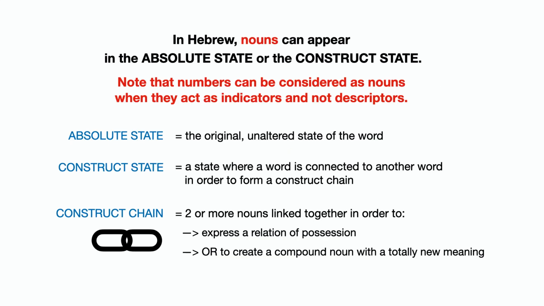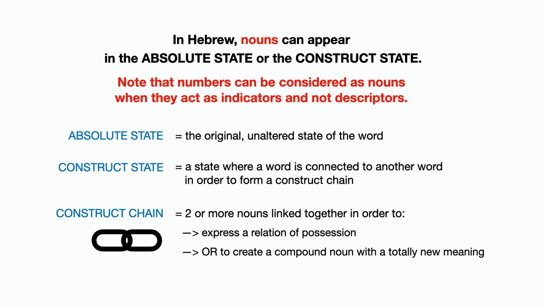In one of my former videos, I explained that in Hebrew, nouns can appear in the absolute state or in the construct state. Note that numbers can be considered as nouns when they act as indicators and not descriptors. So what is the absolute state? This is a state where we have the original, unaltered state of the word. When we have a construct state, this is a state where a word is connected to another word in order to form what we call a construct chain.